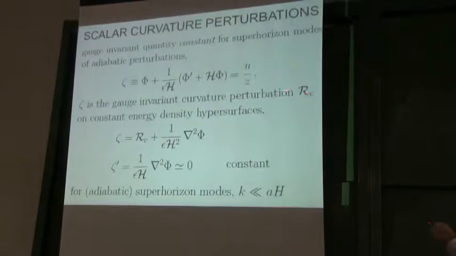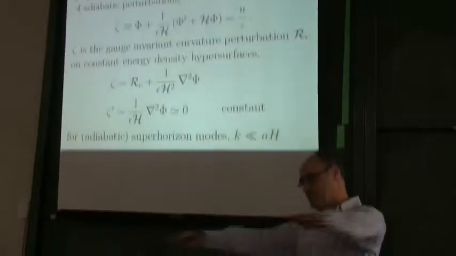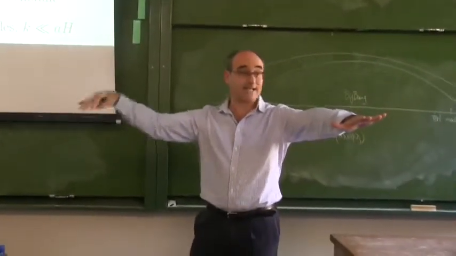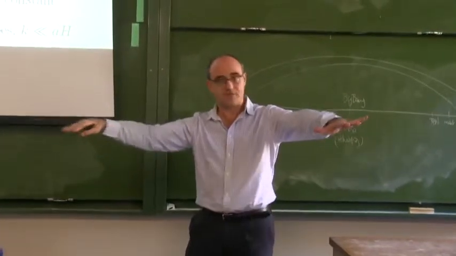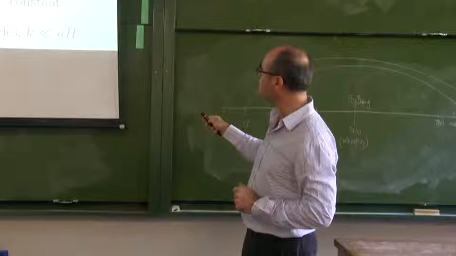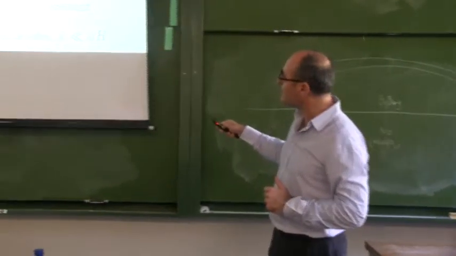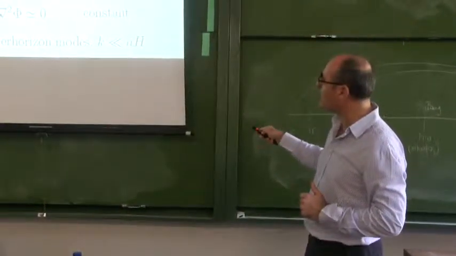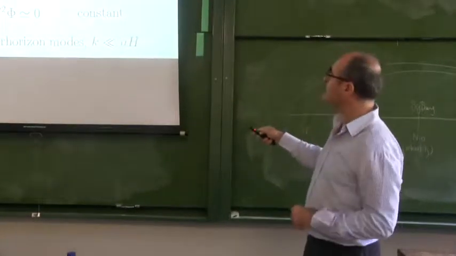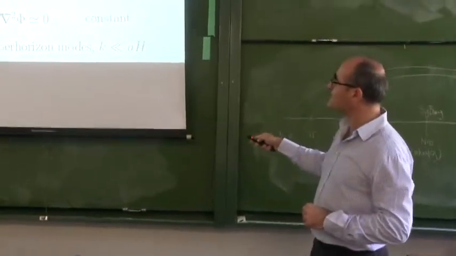So if you take the gauge invariant curvature perturbation R_c, this would be the quantity that, on a certain type of surface, density type surfaces, would act as curvature, gauge invariant. Okay? This quantity, which is gauge invariant and constant on energy density surfaces, will have a correction part which goes like k squared over a H squared, and therefore it's dominant when we have very long wavelengths. It's essentially this quantity.